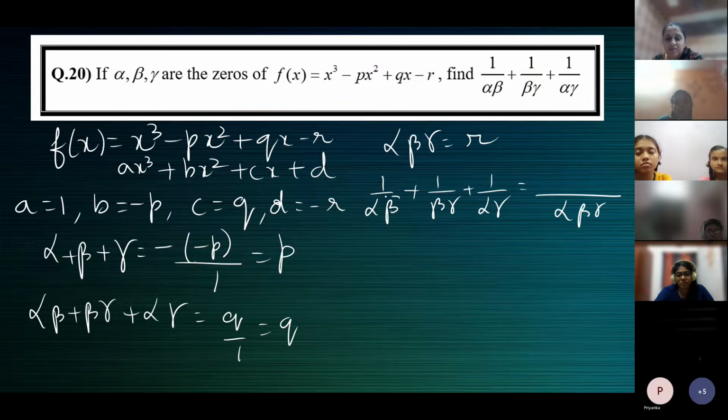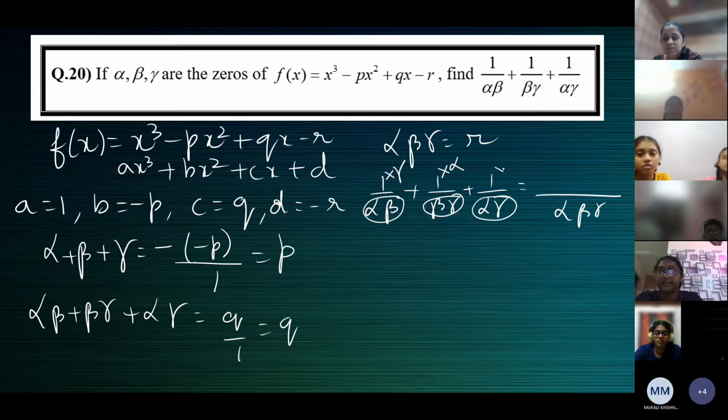So here we have alpha beta, so you need to multiply the numerator with gamma. Here you have beta gamma, so you need to multiply the numerator with alpha. And here you have alpha gamma, so you need to multiply the numerator with beta. So that way you get 1 into gamma, gamma plus 1 into alpha, alpha plus beta.